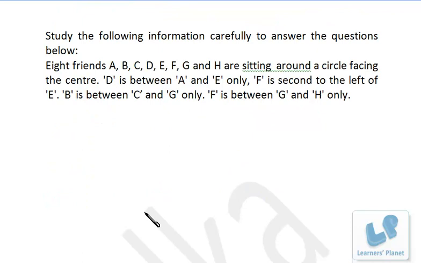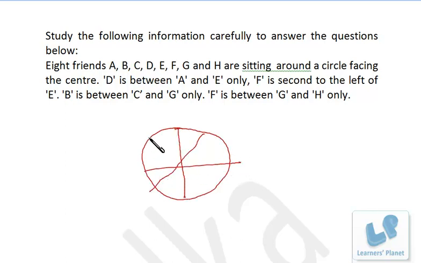Now here I am having a problem based on arrangement, circular arrangement. 8 friends are there, so just draw a circle quickly. Okay, A, B, C, D, E, F are facing the center. D is between A and E, right? I arrange A and E and D is in between, right? F is second to the left of E. That means this arrangement was wrong. E should be here, A should be here, right?